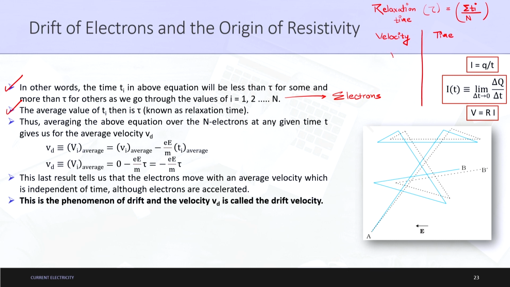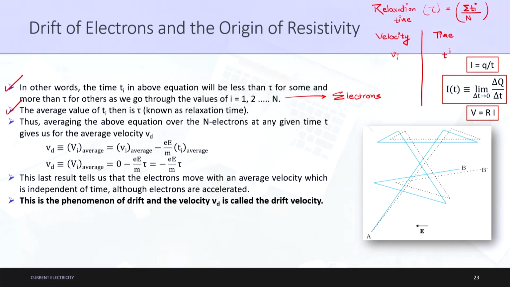First was small vi, the velocity of an electron at some time t before collision had occurred. We do not know the time t, so let me call it t dash. Then there is some velocity, capital Vi, at some time t. The difference of time between Vi and small vi is denoted by Ti. So, this has also been explained.